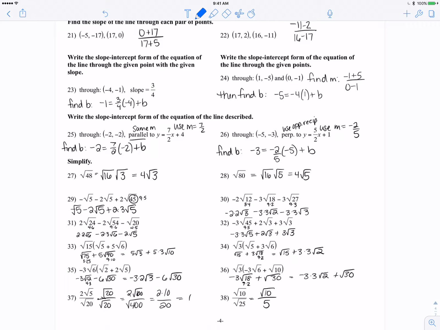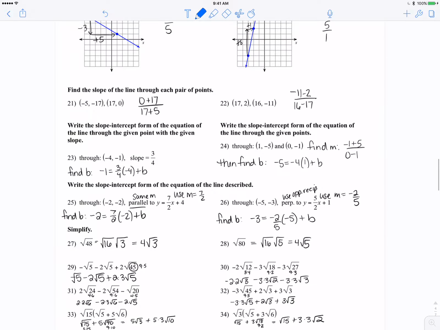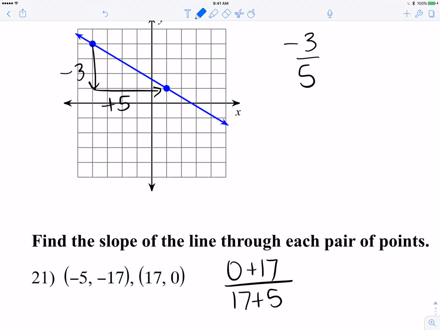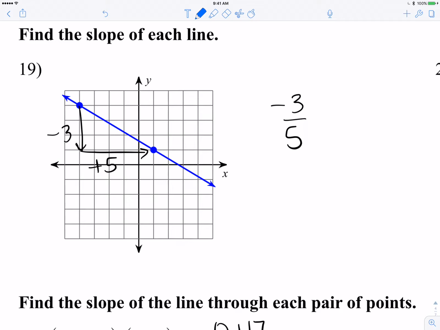Okay, now we're starting video number 4, and that'll include problems 19 through 38. Here we go. Number 19, find the slope of each line.